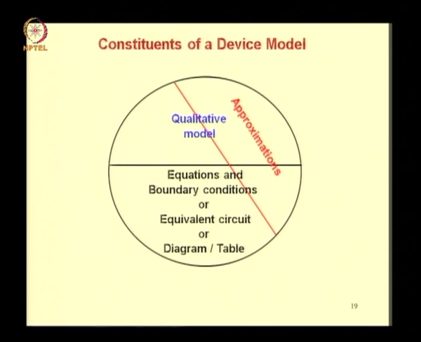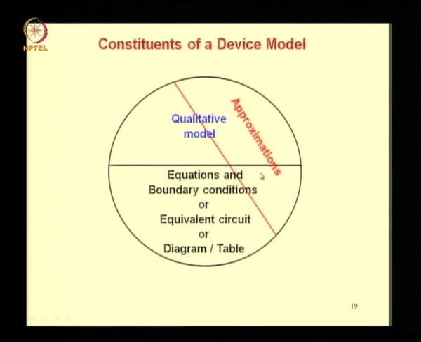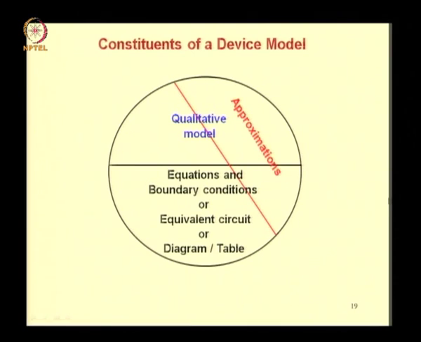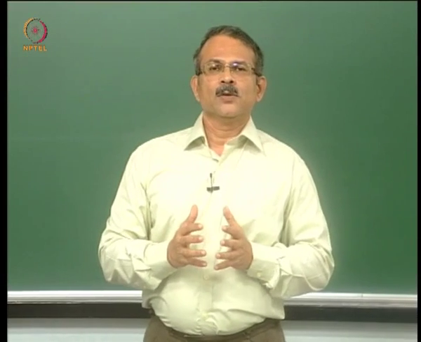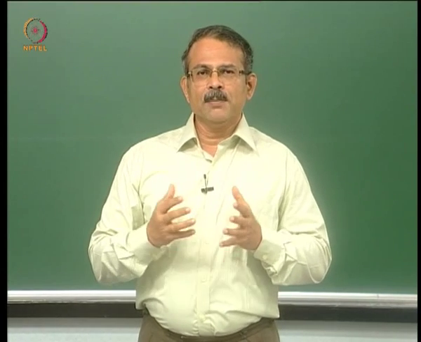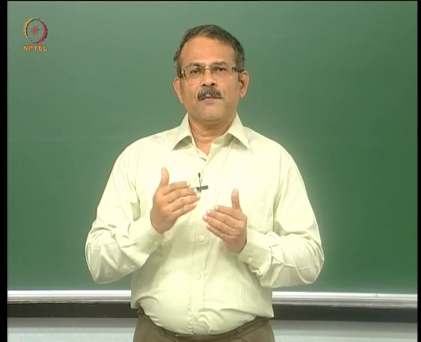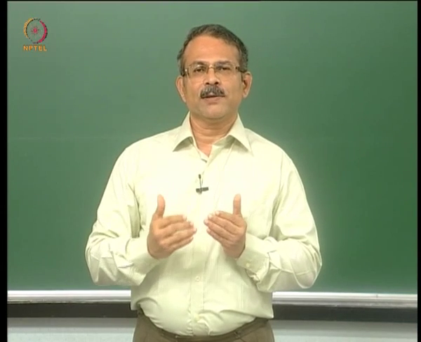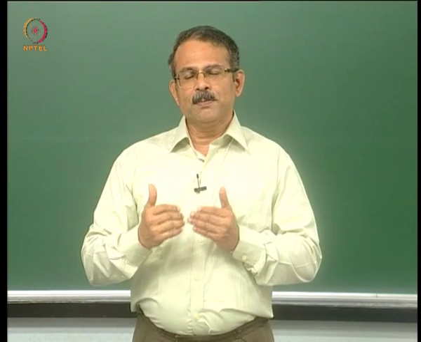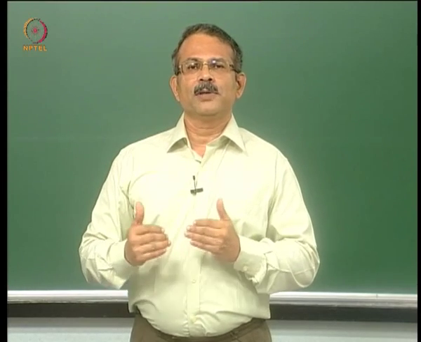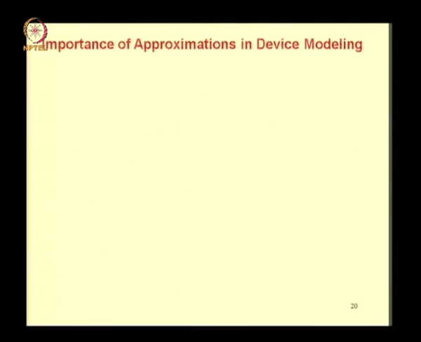An important part of a device model is a set of approximations which are employed both in the qualitative part of the model as well as the quantitative part. So device modeling begins with approximations. In fact, any model development begins with approximations. After the qualitative part is converted into equations, the equations may be simplified to get the final form of the model. Since approximations are important, let us dwell a little bit on the importance of approximations in device modeling.